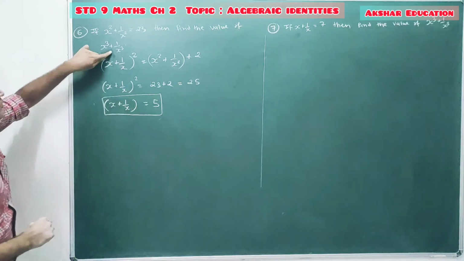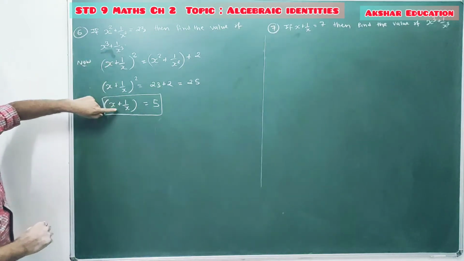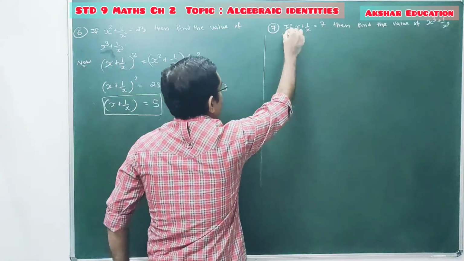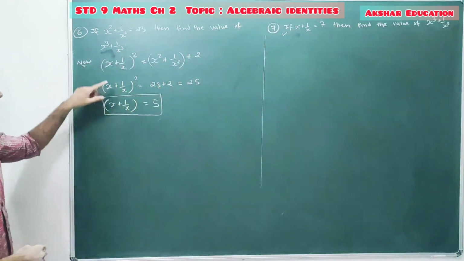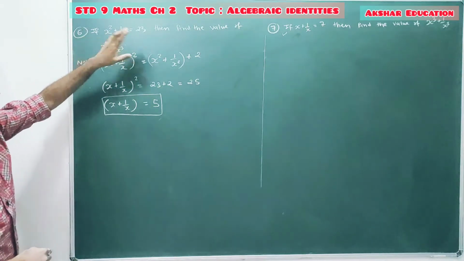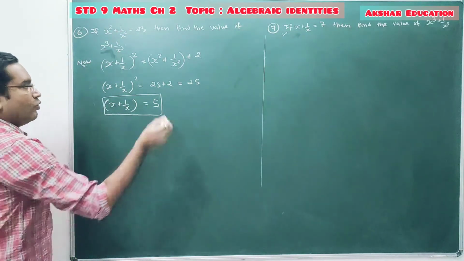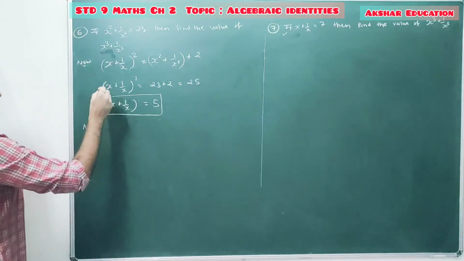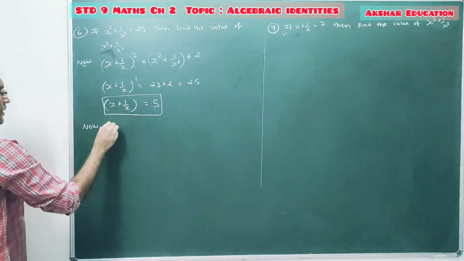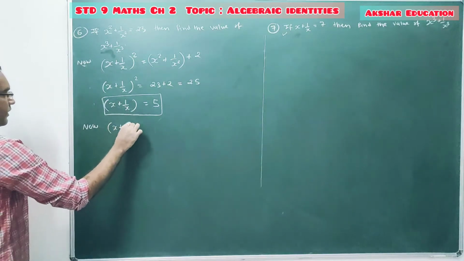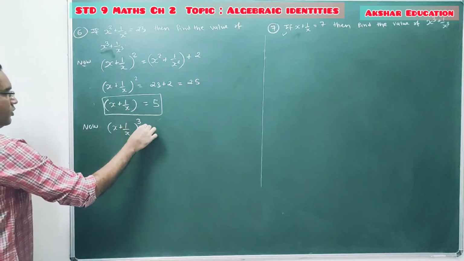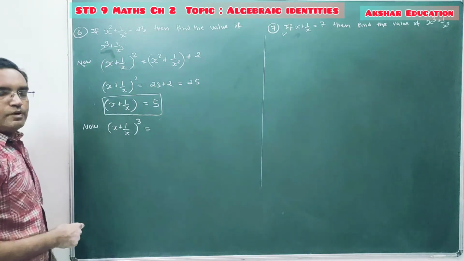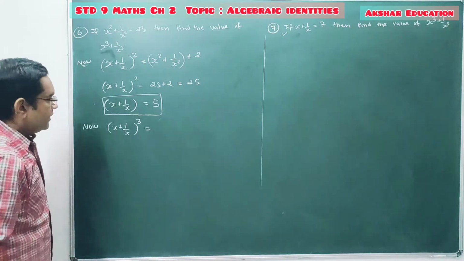Find the value of x cube plus 1 by x cube. So in this sum, x plus 1 by x equal to 5 is already derived. Now here we have x square plus 1 by x square equal to 23. Now the common method: to find the value of x cube plus 1 by x cube, you have to take the cube of x plus 1 by x. So x plus 1 by x whole cube equals, what is the cube of x plus y whole cube?